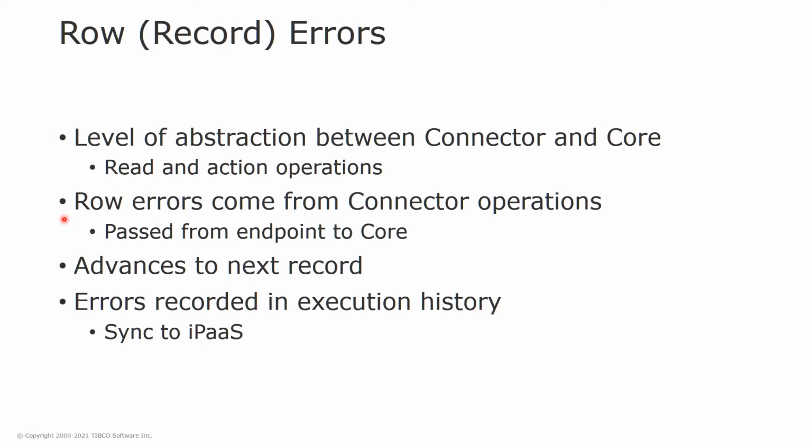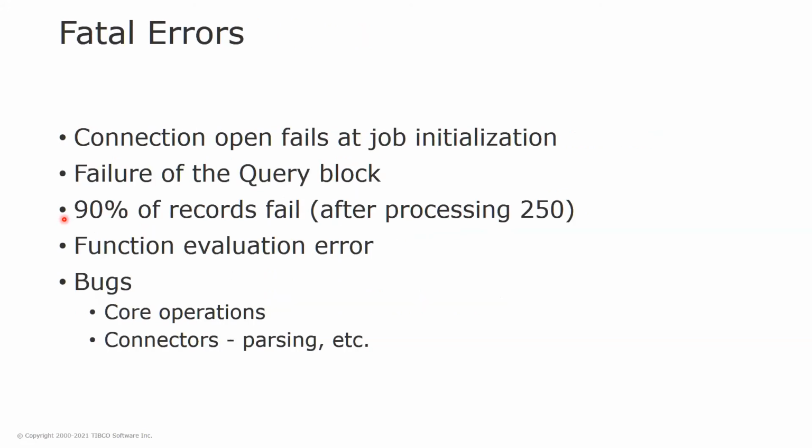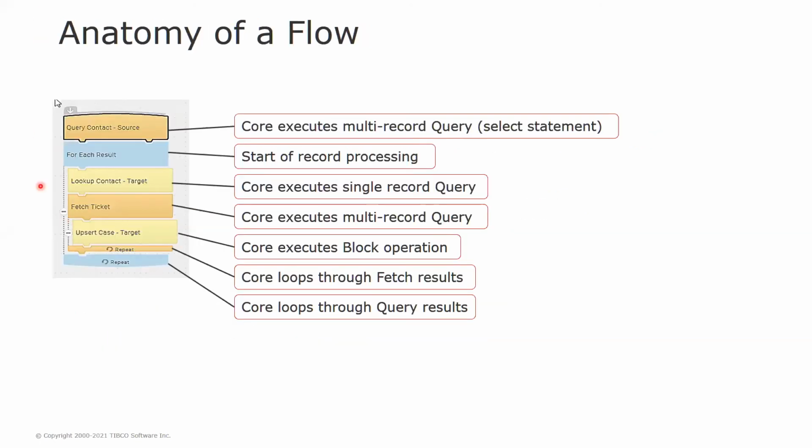So row errors or record errors, think about that there's a level of abstraction between the connector and the core. The core is really the primary engine of integration. This is kind of what I think of as the core. And each one of these will pass off the data to the connector. Each one of these will do a lookup. If you think about what this is, this query, it's just like a SQL select statement, right? This lookup and these fetches are just select statements that go against a particular data source and bring back a set of records. And these upserts are going to be changes, deletes, merges, upserts, things like that.